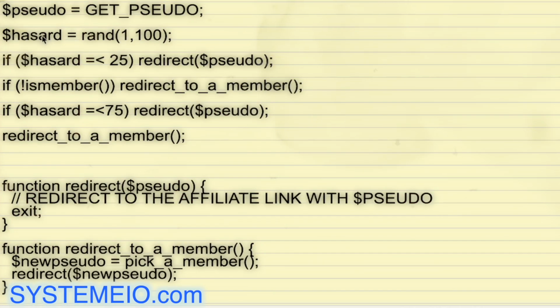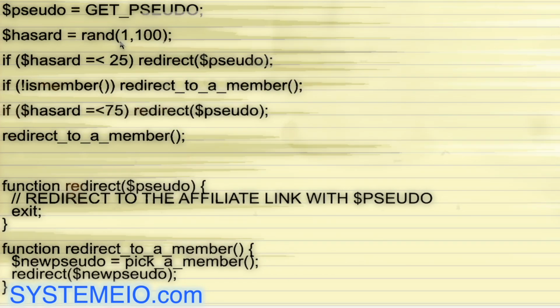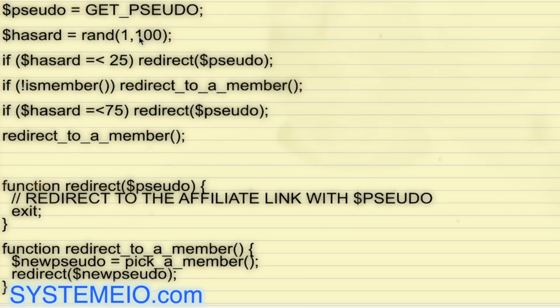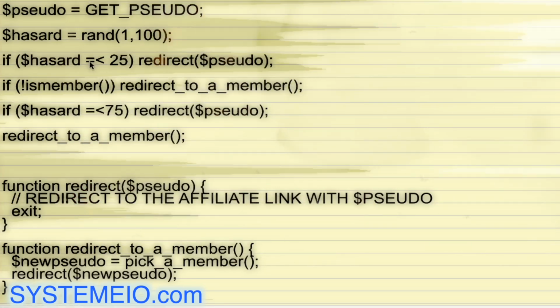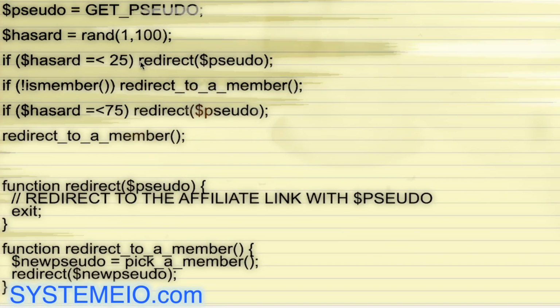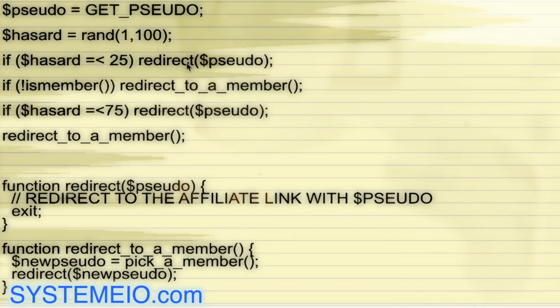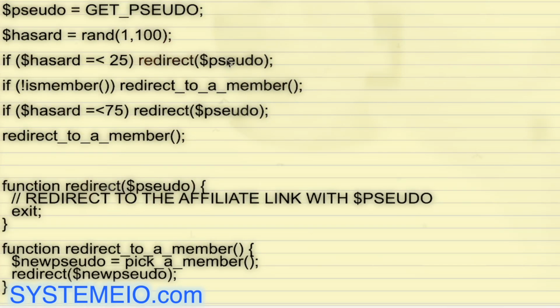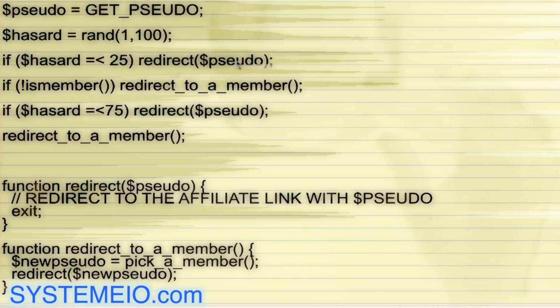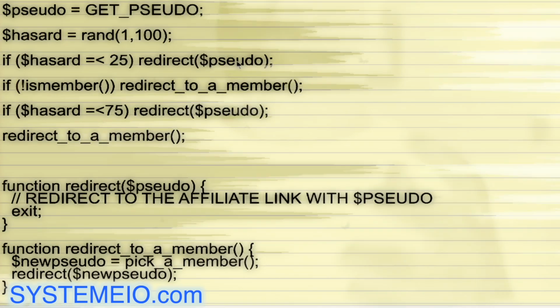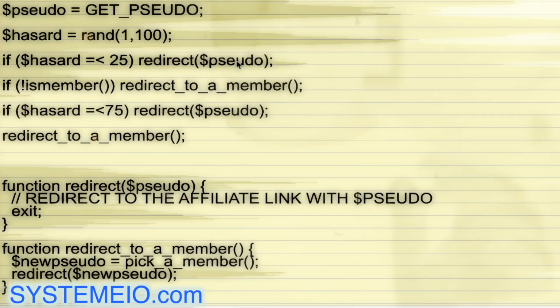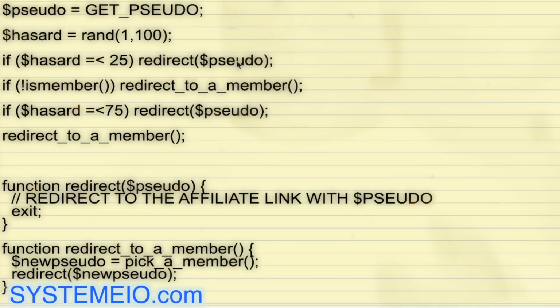So here you set a variable, which is a random number between 1 and 100. And if this number is less than or equal to 25, then you redirect to the final link with the pseudo, the original affiliate ID. Because 1 time out of 4, that's what non-members get. That will be their own affiliate ID. And also the members, they can get it, because 25% for sure. But now we have redirected, that's fine.